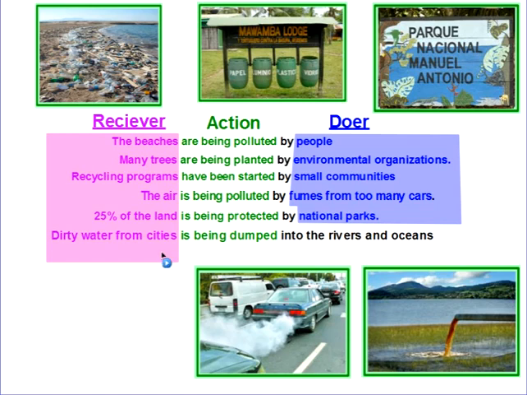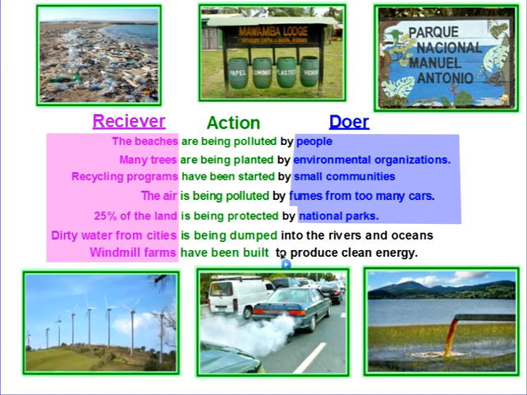Here's another example like that. Windmill farms have been built to produce clean energy. Again, I'm not using the doer. It's not important who built the wind farms, or maybe I don't know, or maybe it's just not important, so I decide I don't need to talk about that. So these are all forms of the passive voice in the present continuous and also in the present perfect.